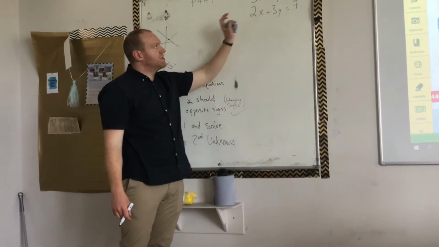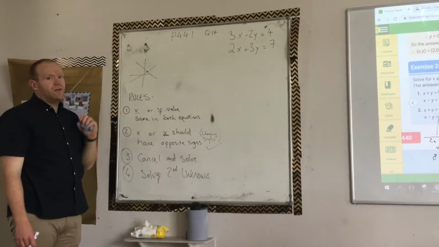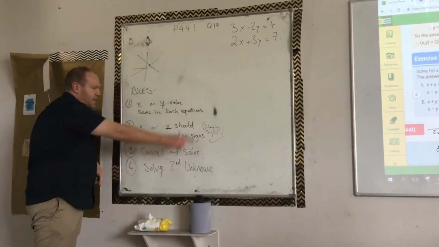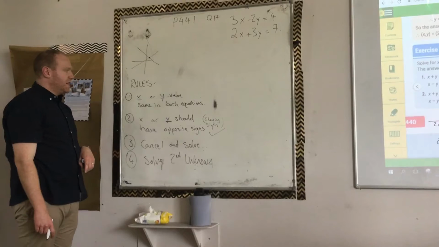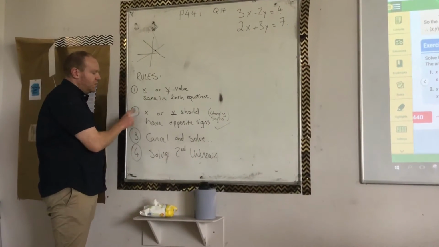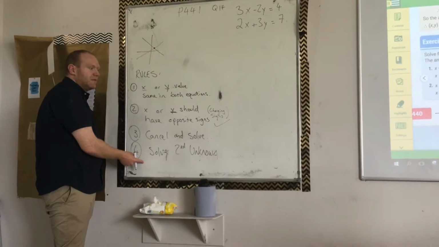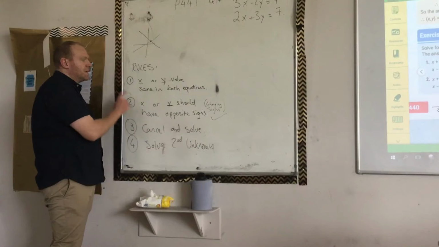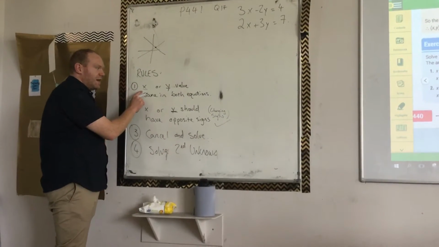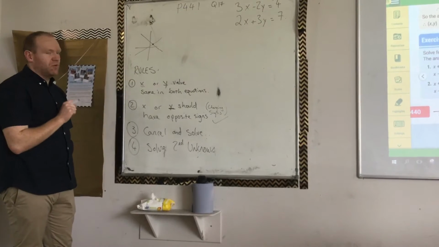So I've got equations of two lines, and I'm going to use algebra to work out where those two lines meet. We have our set of rules on the board here. I have a picture of it on Google Classroom as well. The first two are really important to make sure that we're right, and then we're using our algebra to solve. First thing, we should have our x value or our y value with the same number in front of them in both equations.